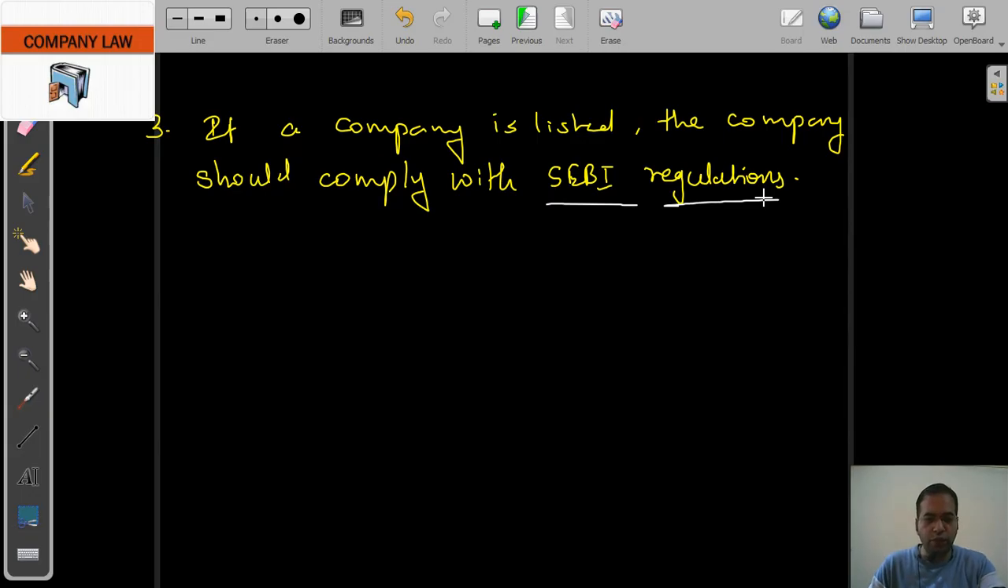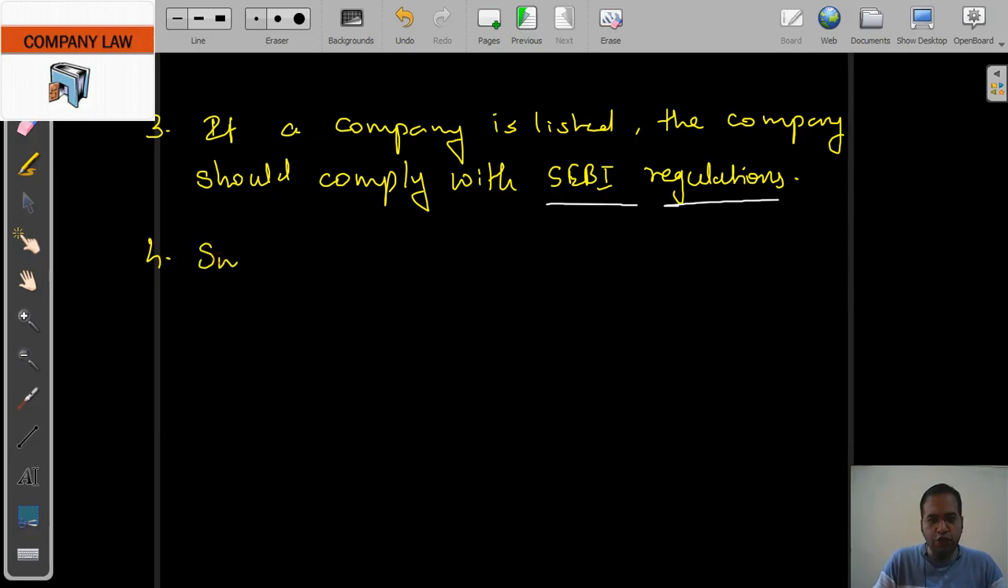So the company should provide all this possible information to the shareholders, so that shareholders will be in a position to take the proper decision. Then sweat equity shares, a few important provisions we can again note down over here. There is a lock-in period.